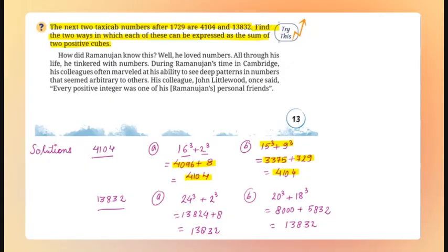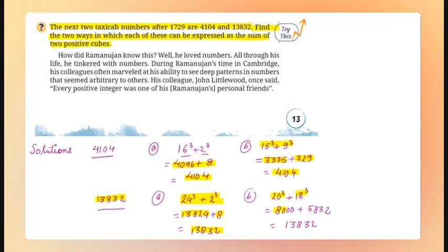Similarly, 13,832 को कैसे लिख सकते हैं? 24 cube plus 2 cube. 24 cube is 13,824 और 2 cube 8 है, जब फिर से add करेंगे so you will get 13,832. Again, it can also be represented in the sum of the cubes of 20 cube and 18 cube.